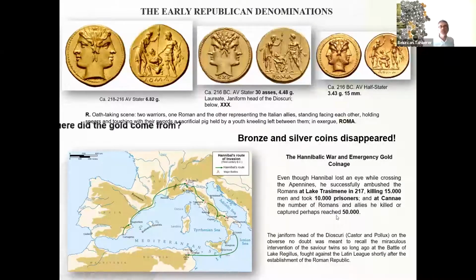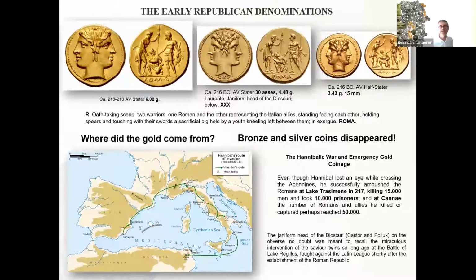And where did the gold come from? It is still unknown where they found this gold. Everybody wants to know, but one speculation is that the neighbors to the south simply provided the raw material to strike these coins. But it is remarkable that they came up with these three denominational currency at a time that they were at the brink of being annihilated.